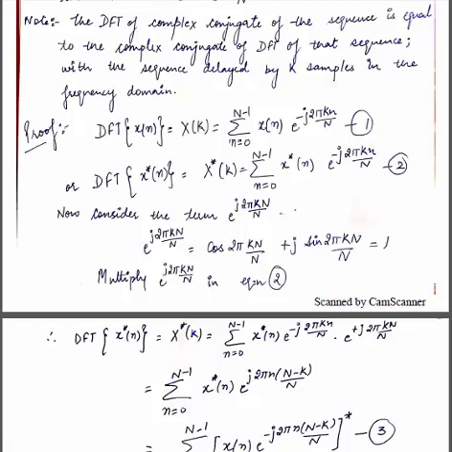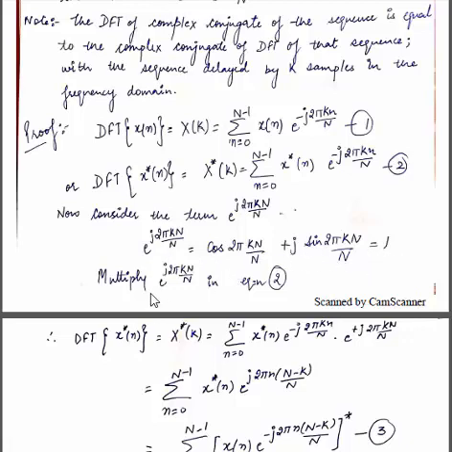cos 0 is 1, sin 0 is 0, that means it is equal to 1. By putting k is equal to 1, it becomes cos 2 pi plus j sin 2 pi. Cos 2 pi is 1, sin 2 pi is 0. Again it is equal to 1. Therefore this term is equal to 1.